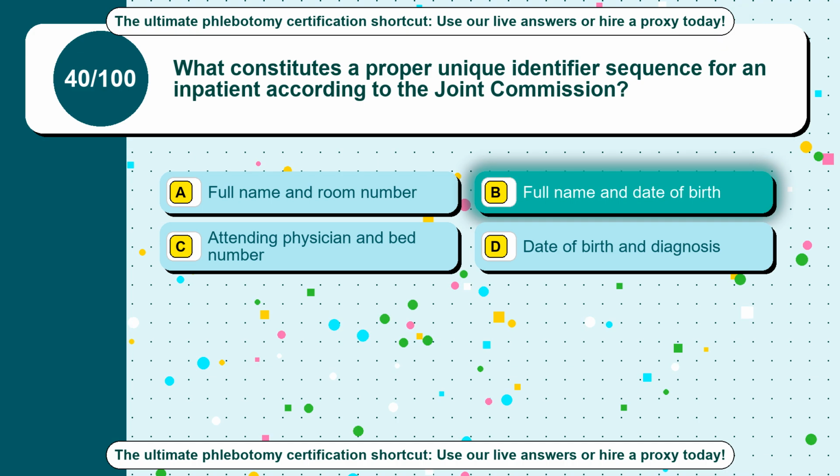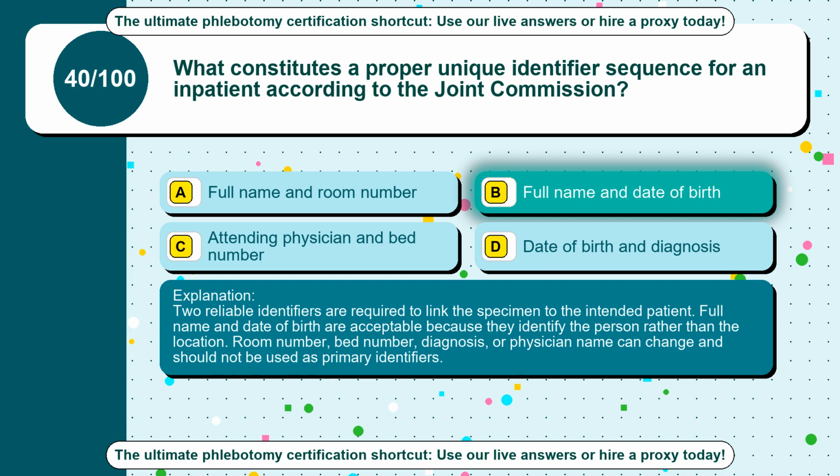The correct answer is option B. Full name and date of birth. Two reliable identifiers are required to link the specimen to the intended patient. Full name and date of birth are acceptable because they identify the person rather than the location. Room number, bed number, diagnosis, or physician name can change and should not be used as primary identifiers.